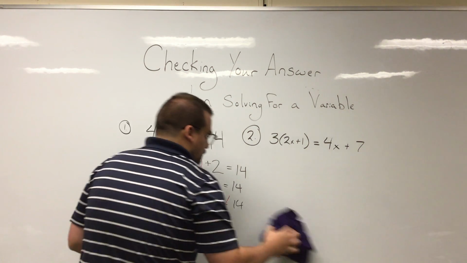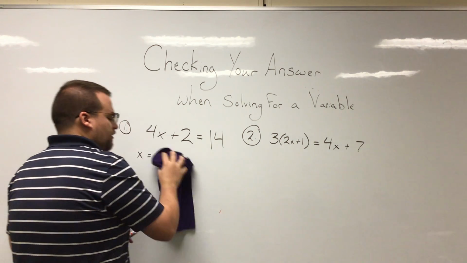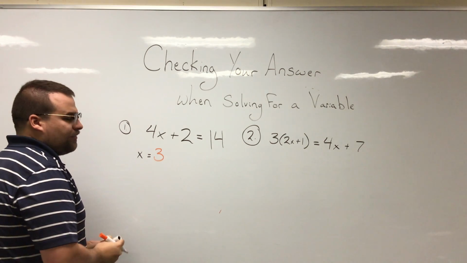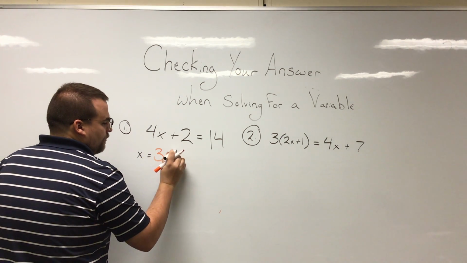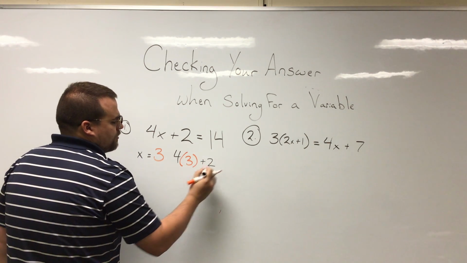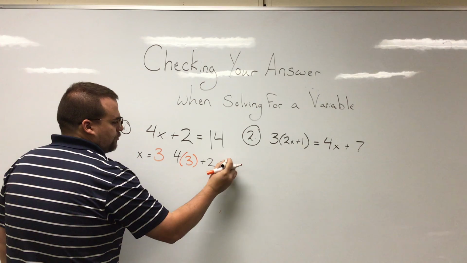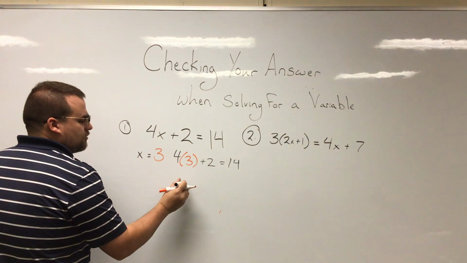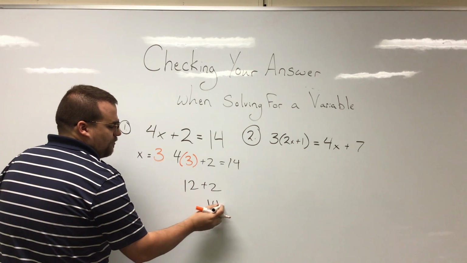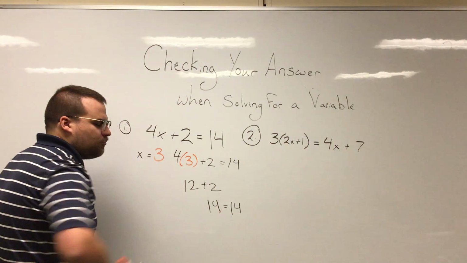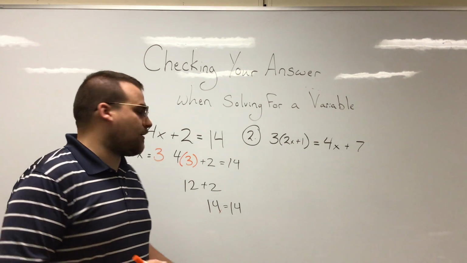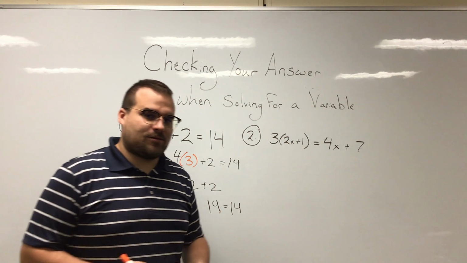Because if we did end up getting the correct answer, if we said, you know what, I bet x is equal to 3, then when we plug this in, 4 times 3 plus 2 equals 14. 4 times 3 is 12, and 12 plus 2, well, guess what? We get 14 equals 14, just like we wanted. And that goes to show our answer this time was correct.